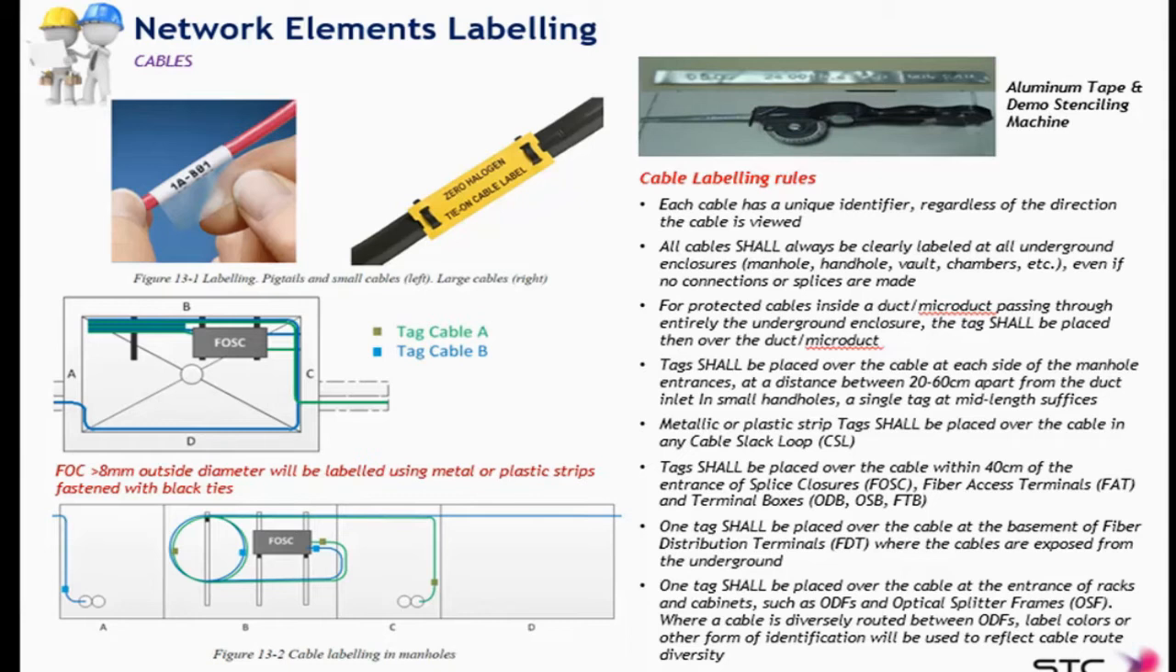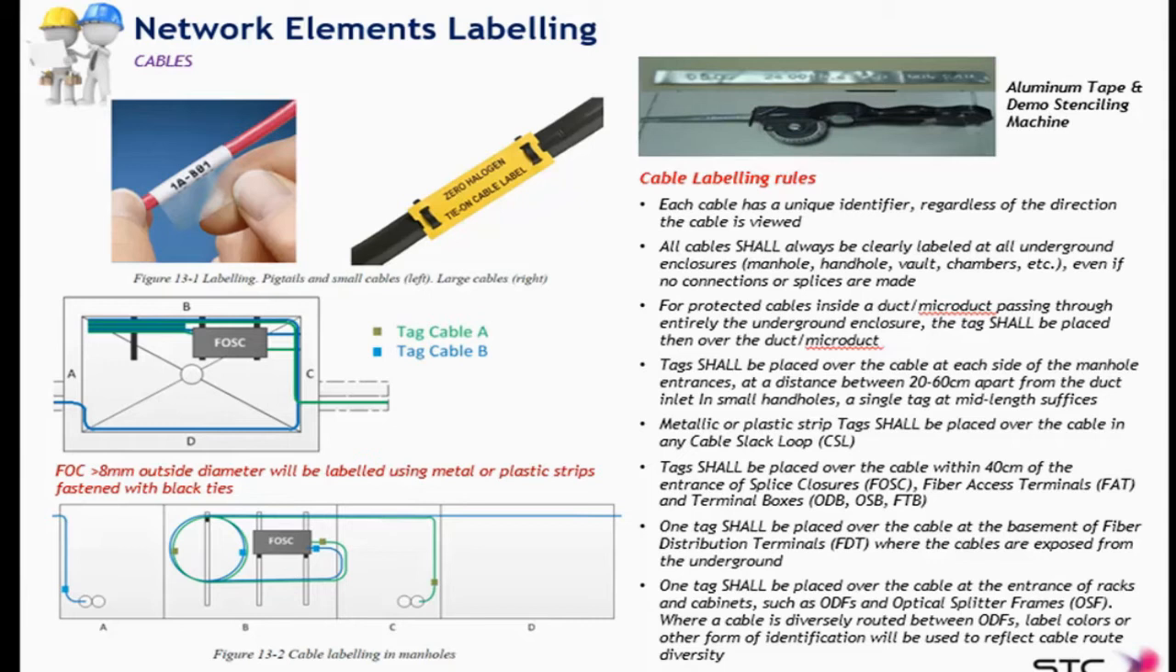And you also notice the locations where the labels are placed. Every single time that a cable gets in or out of the handhole, it has to be labeled. You see that the blue cable is spliced to the green cable in the splice closure. So the blue cable gets in the handhole, is labeled, goes to the splice closure, and the green cable gets out and is labeled as well. Both cables are labeled at the splice closure, at the handhole entrance, as well as at the cable slack loop.